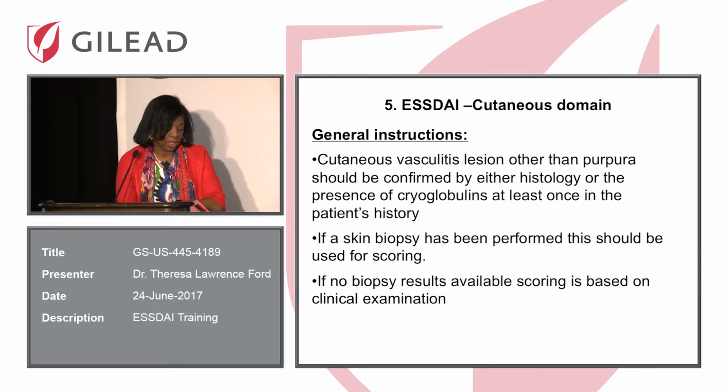So, cutaneous vasculitic lesions other than purpura should be confirmed by either histology or the presence of cryoglobulins at least once in the patient's history. And if a skin biopsy has been done, then we use it for scoring. If no biopsy results are available, scoring is based on your clinical examination. And here are the nice pictures.